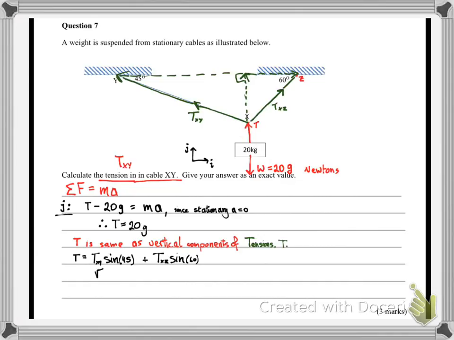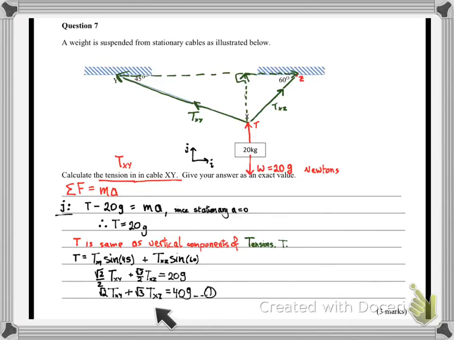Alright, and what do we know about T? Well, T is the same as 20g, which is what we worked out previously. So it gives us this equation, and we've got two unknowns in this equation, the two tensions in our two different cables. So there's equation number one. Just by multiplying both sides by 2, we've come up with that simple equation.